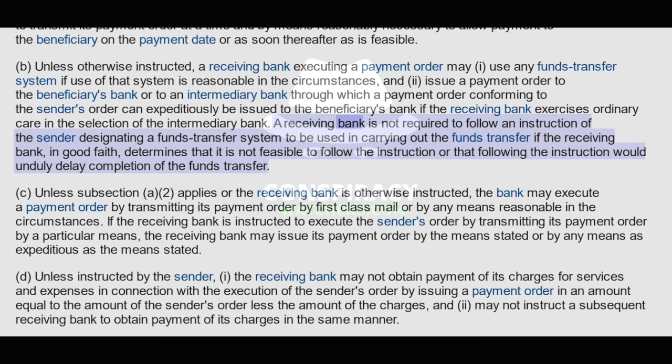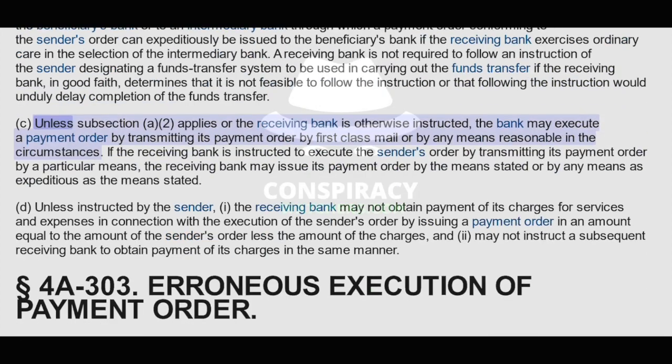A receiving bank is not required to follow an instruction of the sender designating a funds transfer system to be used in carrying out the funds transfer if the receiving bank, in good faith, determines that it is not feasible to follow the instruction or that following the instruction would unduly delay completion of the funds transfer. Unless the subsection applies or the receiving bank is otherwise instructed, the bank may execute a payment order by transmitting its payment order by first-class mail or by any means reasonable in the circumstances.